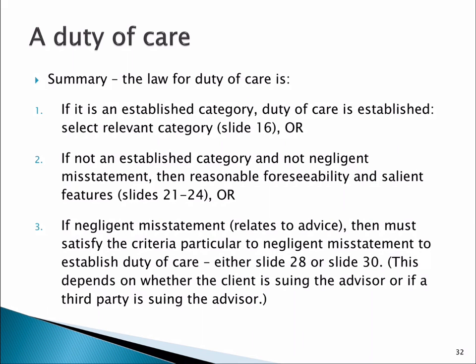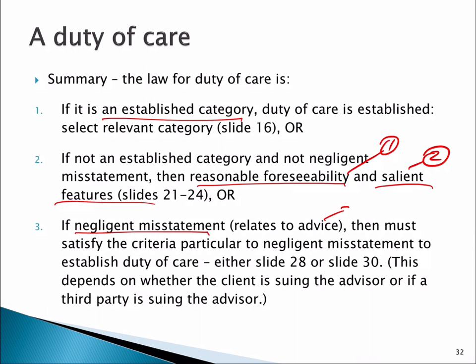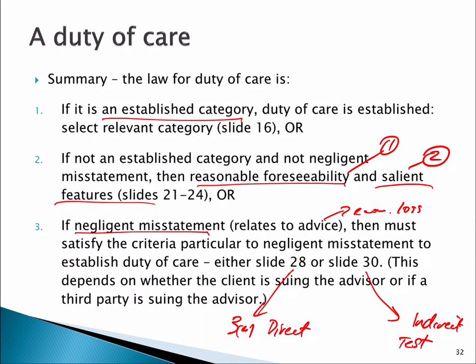So just to summarize again, you will owe a duty of care if it's an established category. If it's not an established category and it's reasonable foreseeability and salient features of the case, we need both of those elements met. If it's about negligent misstatement, that advice that leads to an economic loss, right, then we must satisfy the negligent misstatement tests: the direct advice test and the indirect advice test. And those 4 ways of establishing a duty of care are what's core to this particular area.